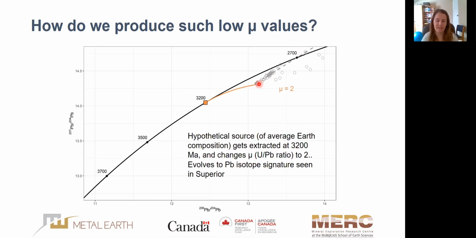So to get a value that deviates away from this average Earth composition curve, we need an event to have occurred a significant amount of time earlier. Here I plotted a hypothetical source of average Earth composition that gets extracted or sequestered, for example here, at 3.2 Ga, and it undergoes a uranium lead change which decreases mu to 2. Then as this evolves and decays, it will evolve along the trajectory of this orange line, which you can see will eventually form this composition that we see at Superior.